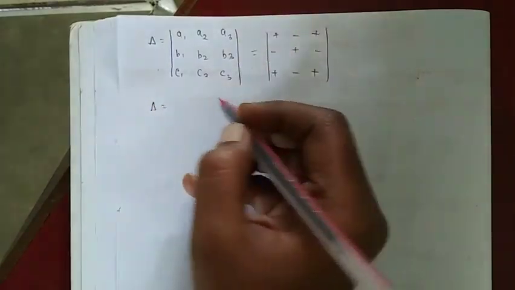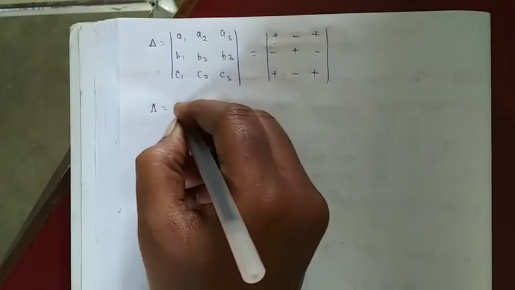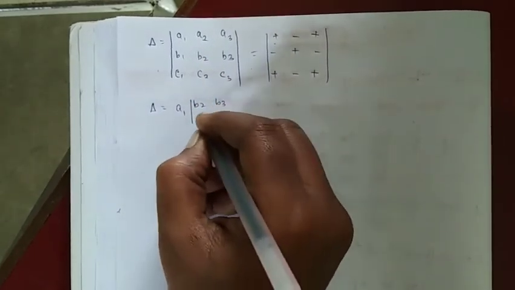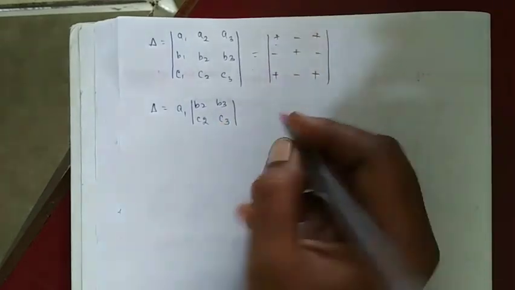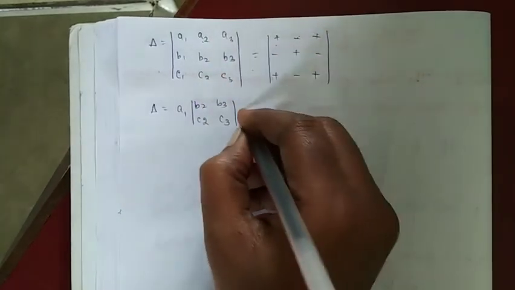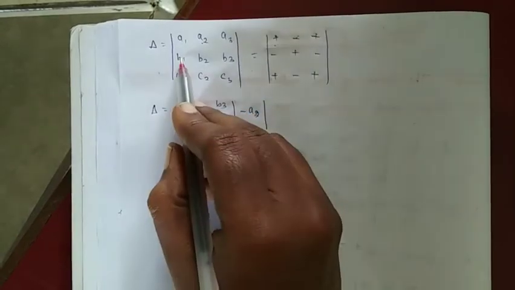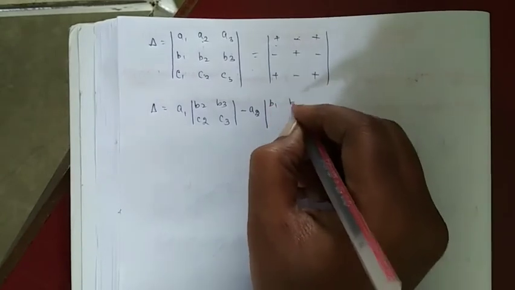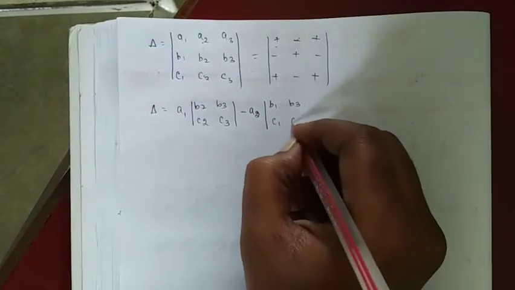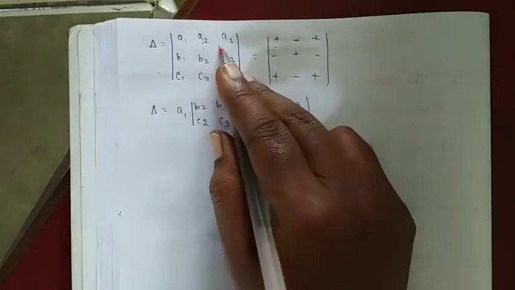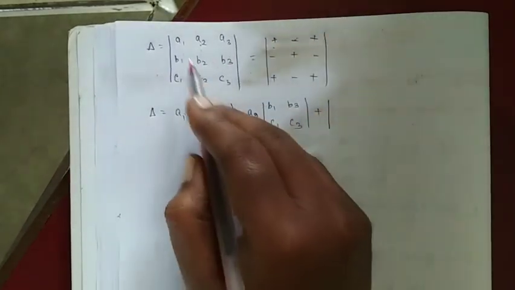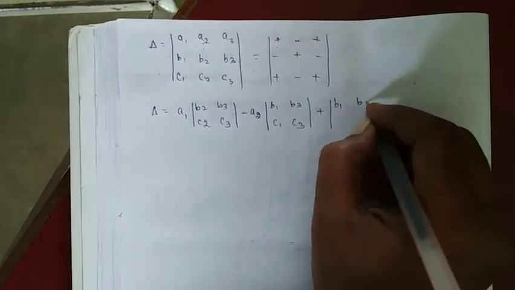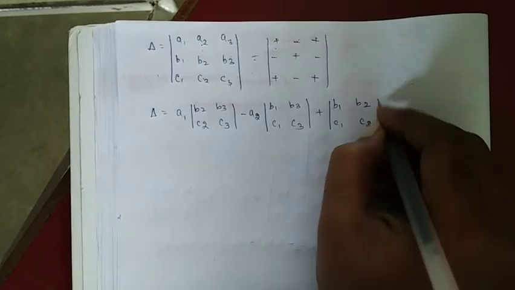So the determinant is equal to A1, plus sign, so A1 of directly these elements, B2, B3, C2, C3. Next, for this one minus sign, so minus A2 of the determinant; this column and this row we have to leave. The remaining we have to take, B1, B3, C1, C3. Next, for the next place plus sign, so plus of next. Leave this column, leave this row, the remaining 4 we have to take, B1, B2, C1, C2.